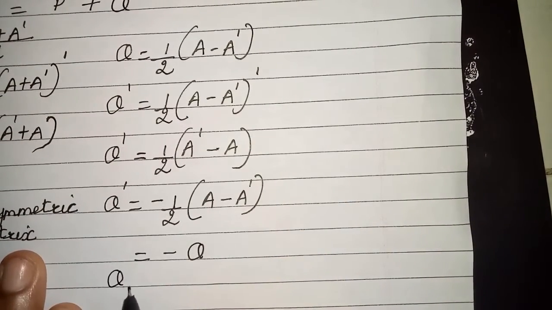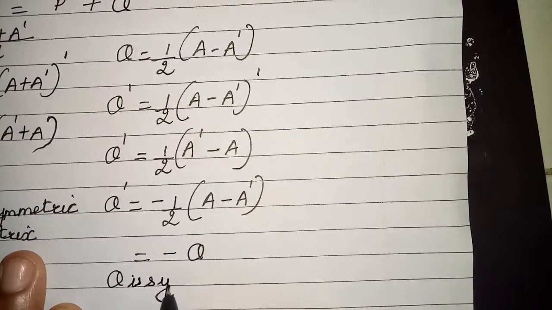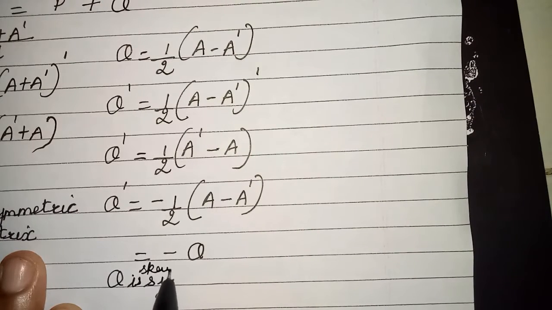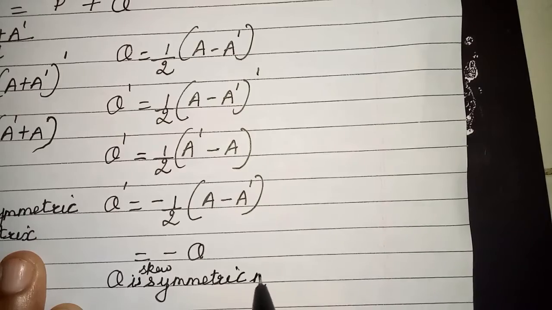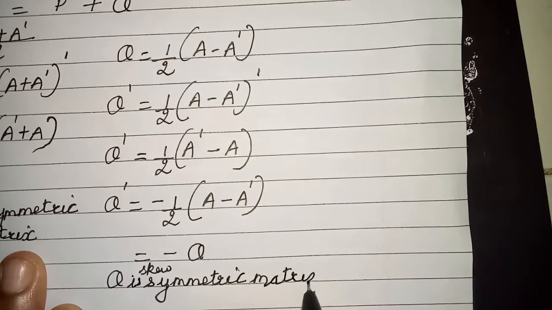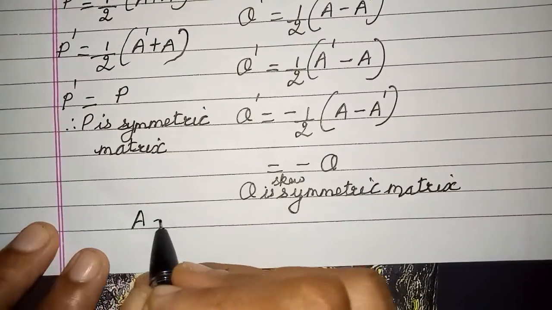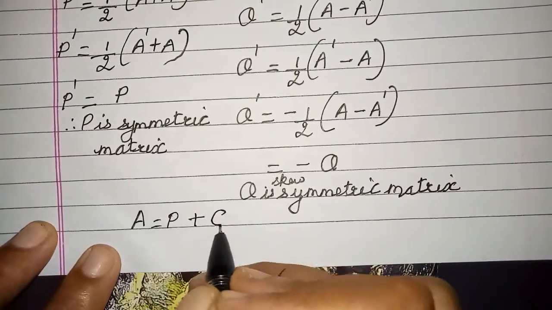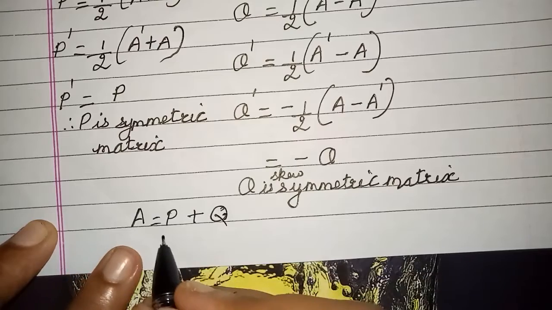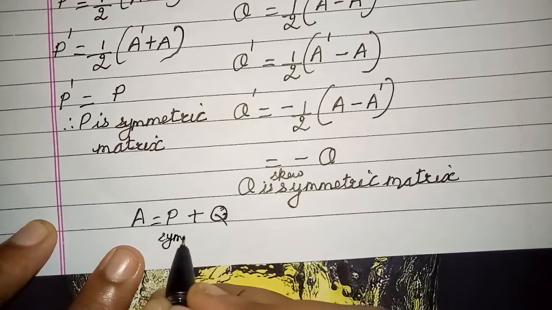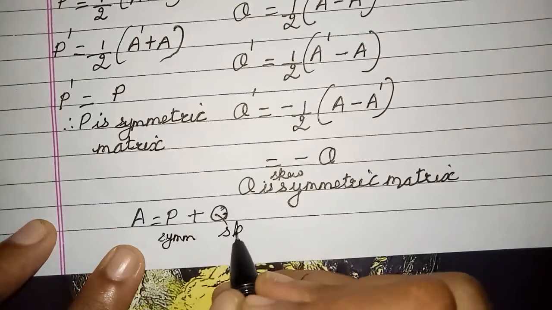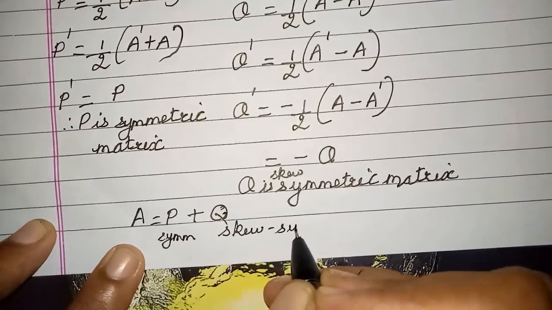So what did I prove, children? Q is a skew symmetric matrix. Is that clear? So now how is my A, children? Now my A is equal to P plus Q, where P is symmetric and Q is skew symmetric.